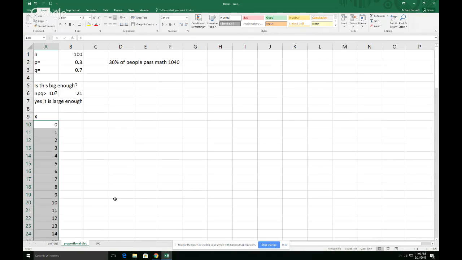All right, so now, okay, here's what I'm going to do. I'm not going to expect you to know this formula. I'm just going to fill it in because you don't need to know this.